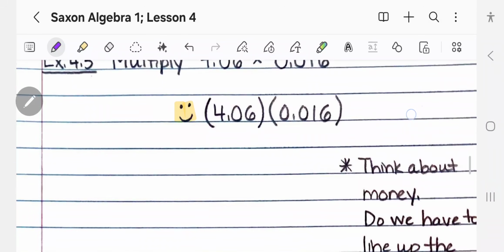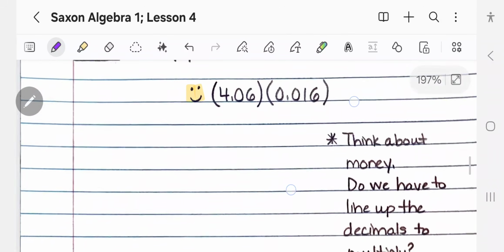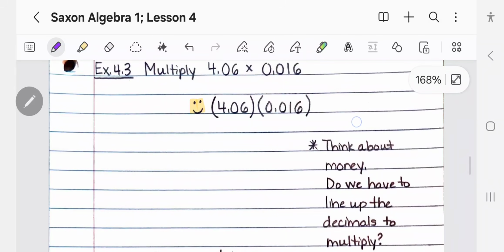All right, so when you're multiplying, think about money. Got a little side example here. Do we have to line up the decimals to multiply? Okay, do I have to do it like 4.06, 0.016, or something like that? Do I have to line those decimals up to multiply them?